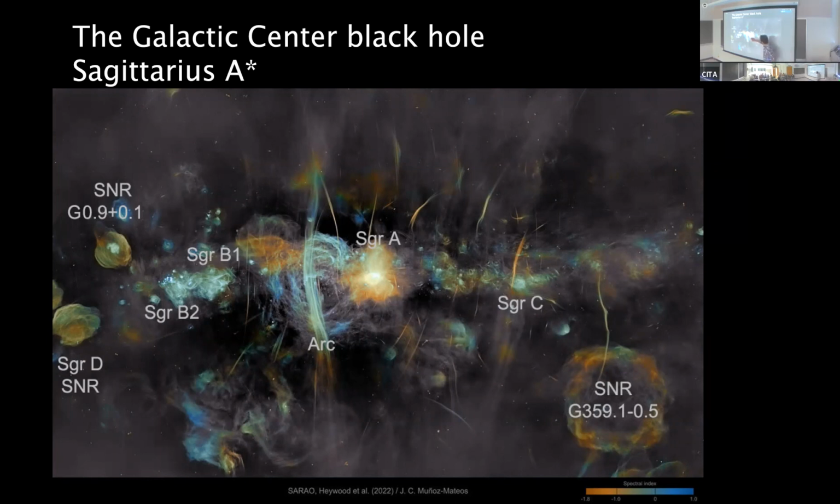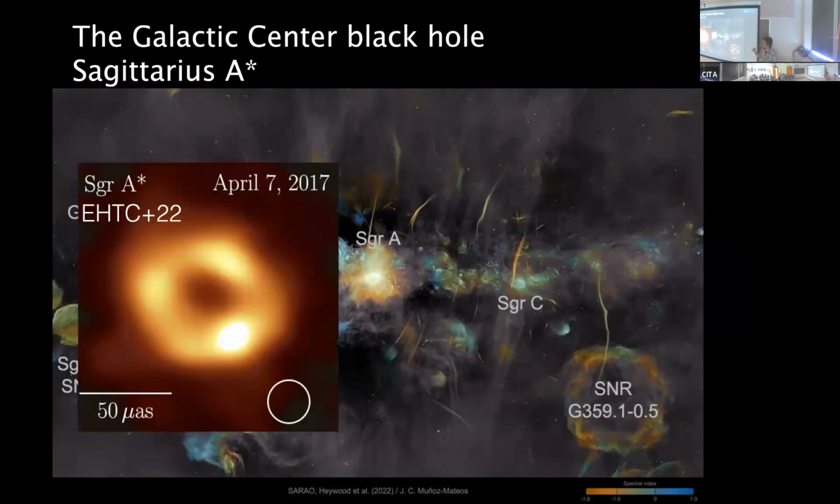And basically, the interesting feature over here is that other than the central engine, you also have these very bright, long filamentary structures, which nobody knows where they came from. And so people are possibly thinking about whether they are somehow connected to the central engine or not.